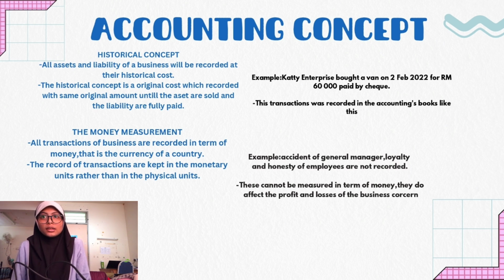Okay, so the second one is money measurement. All transactions of a business are recorded in terms of money, that is the currency of a country. So the record of transactions is kept in monetary units rather than in physical units. For example, accident of the general manager, loyalty and honesty of employees are not recorded. This cannot be measured in terms of money because they do not directly affect the profit and loss of the business concern.